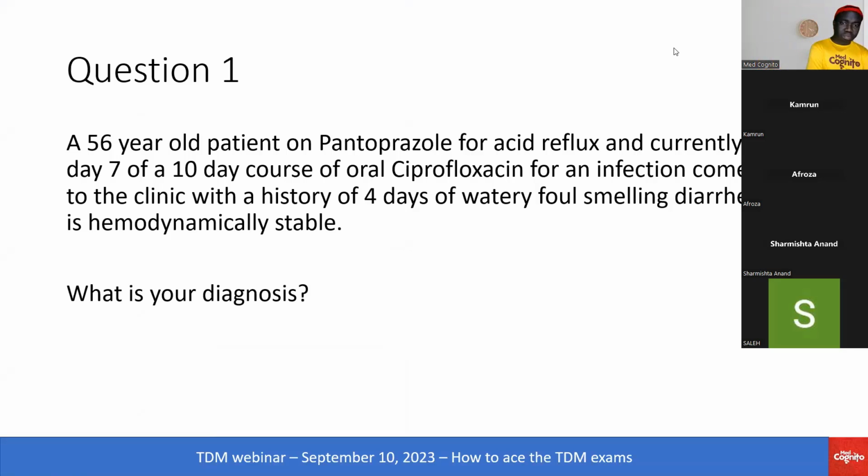A 56-year-old patient on pantoprazole for acid reflux and currently on day seven of a 10-day course of oral ciprofloxacin for an infection comes in to the clinic with a history of 4 days of watery, foul-smelling diarrhea. He is hemodynamically stable. What is your diagnosis?